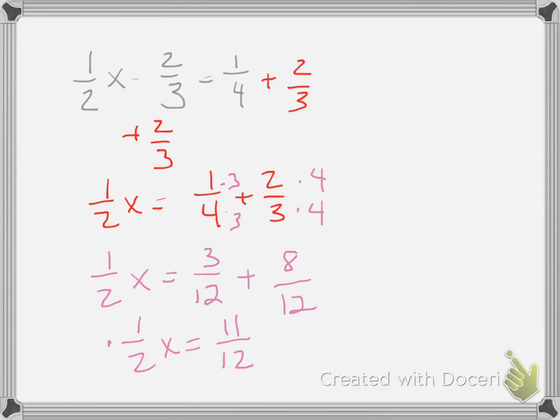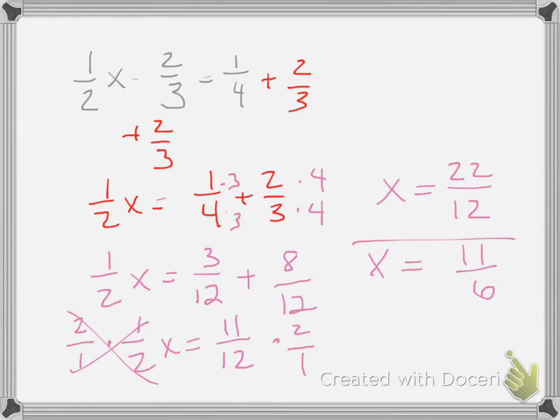Okay, to get rid of this fraction, we need to multiply by the reciprocal. So we flip it over. Okay, so I'm going to get x equals, because that will cancel. We could simplify, but I'm not going to. So when we multiply fractions, we multiply across. So 11 times 2 is 22. 12 times 1 is 12. And if I wanted to simplify that, I could take 2 out of both of them and get 11/6 as my answer as well.